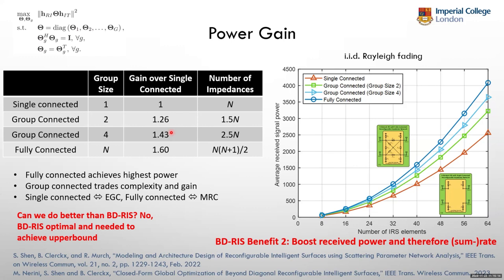And you can show that if you want to increase the power gain beyond what has been achieved by these fully connected architectures, you cannot, because the beyond diagonal RIS achieves the upper bound on the received power you can achieve. So that means beyond diagonal RIS is optimal, achieving the upper bound, even in the simplest case where you have a single transmit antenna and a single receive antenna. So that means if you go to more complicated systems, the beyond diagonal RIS will also be needed to achieve the upper bound on the performance. So the second benefit is boosting received power.